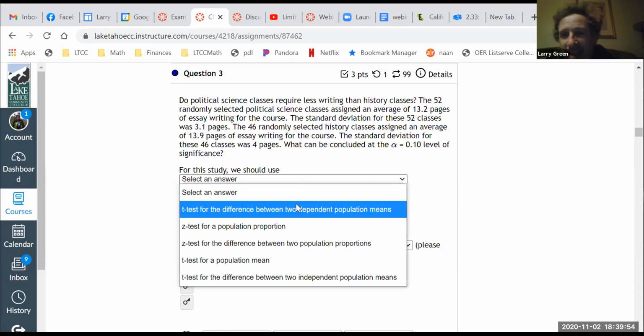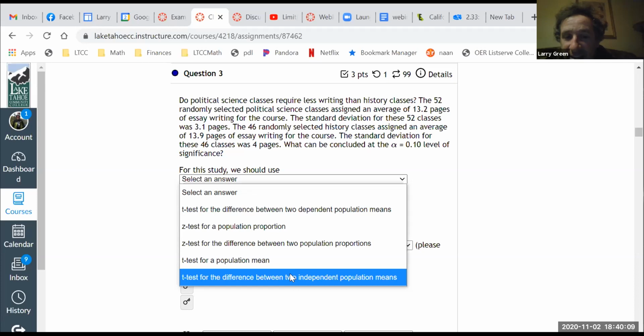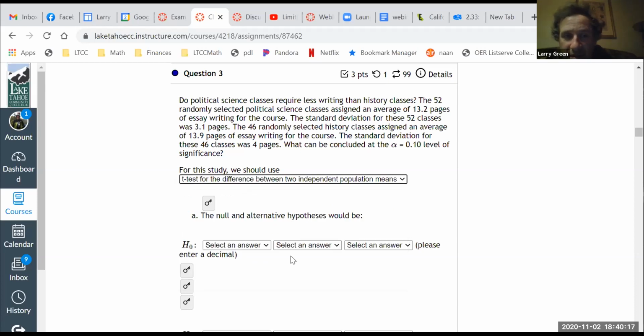Number 1, not quite. Good try. Number 3, not quite. It's not a proportion. It's not a yes/no question. It's number 5. These are independent population means, right? Quantitative survey question, and it's 2 groups. Any questions on that so far?